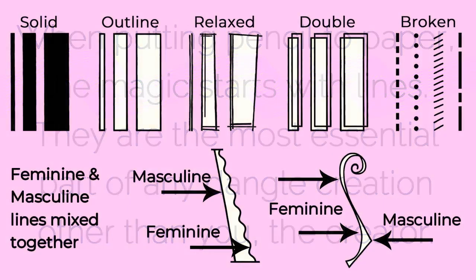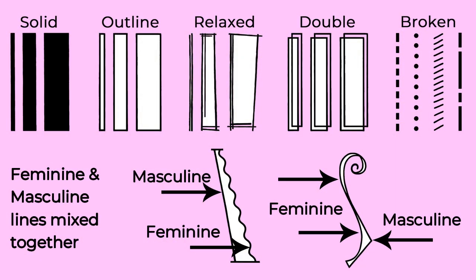I briefly mentioned this earlier, but I'm going to go into a bit more depth now about some line types. You have solid, outline, relaxed, double, broken, I'm sure many others, but those are the ones that I'm going to cover. The solid can be very thin or very thick, but the point is, it's solid, no matter what color. And then the outline, same can be said for it. Actually, same can be said for most of them. They can be very thin or thick.